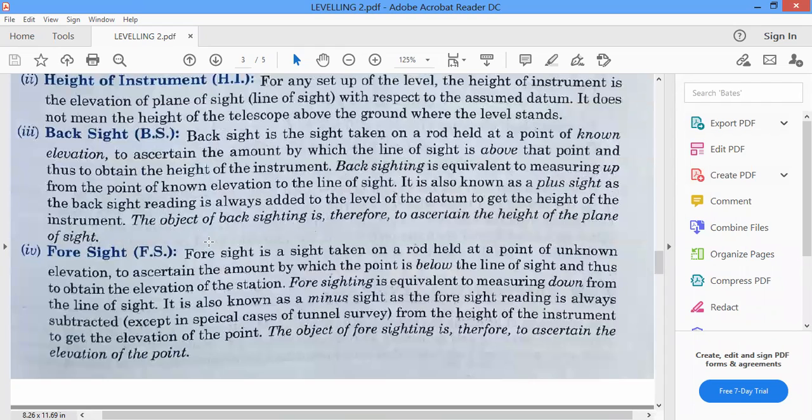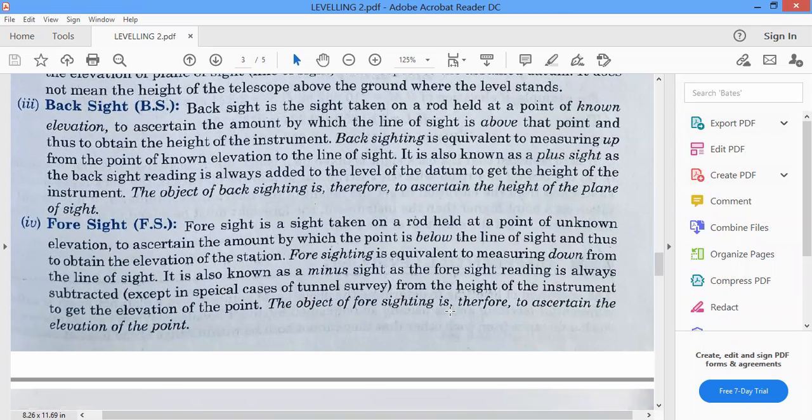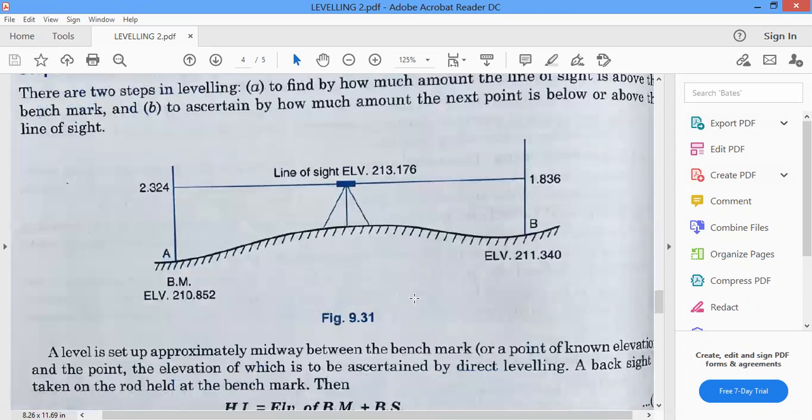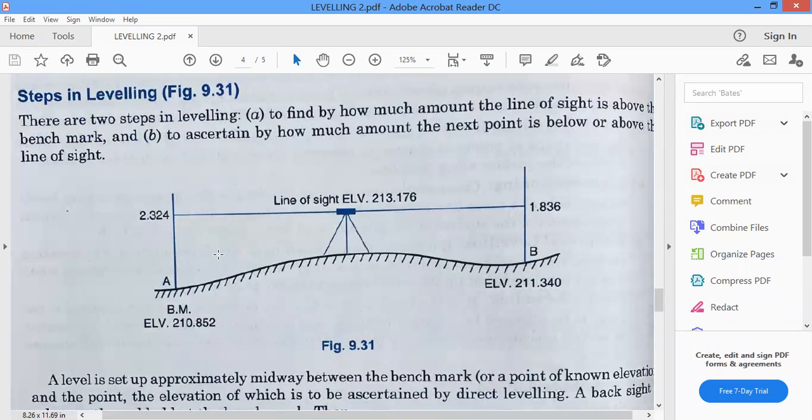Foresight, which we brief as FS. Foresight is a sight taken on a staff held at a point of unknown elevation, or the point whose elevation shall be calculated. Foresighting is equivalent to measuring down from the line of sight. If you see here, once I take the backsight reading on the benchmark, next I am going to the next point B, whose elevation I need to calculate. Once I take the backsight reading, I will get the height of instrument with respect to the datum. Using that height of instrument, I will calculate the reduced level of the point whose RL shall be calculated.